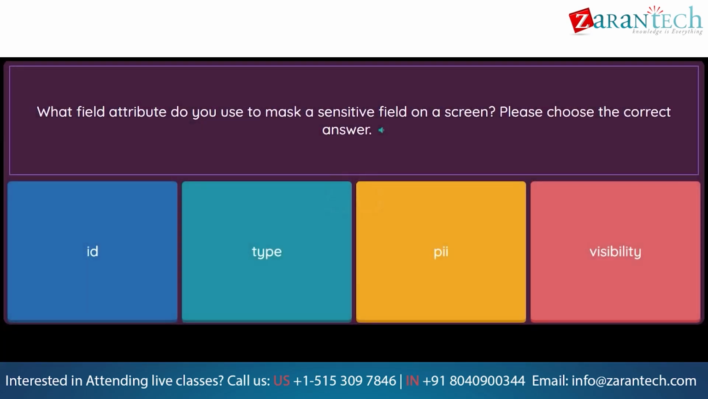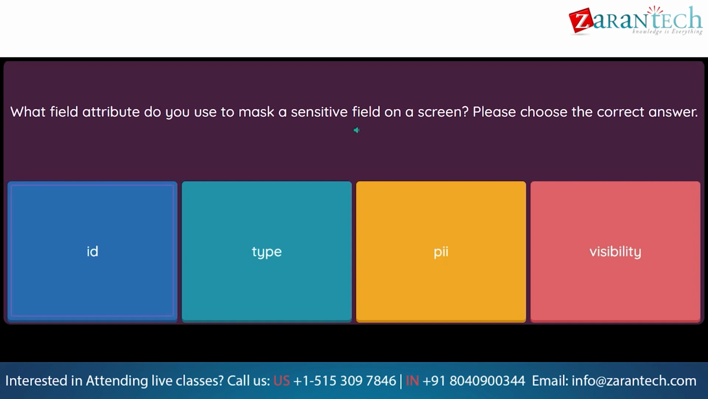Question: what field attribute do you use to mask a sensitive field on a screen? Please choose the correct answer. Option 1, ID. Option 2, type. Option 3, PII. Option 4, visibility.